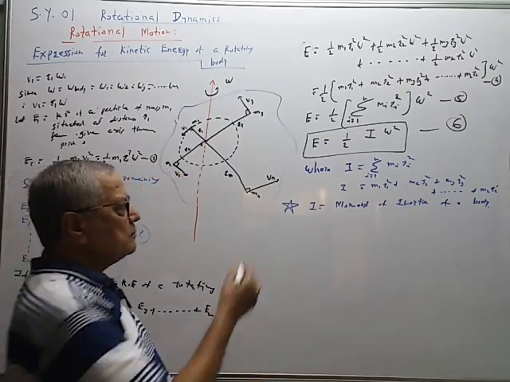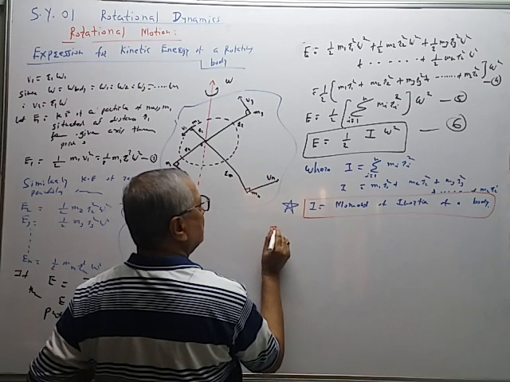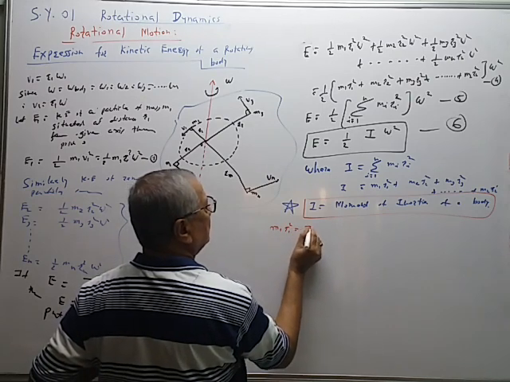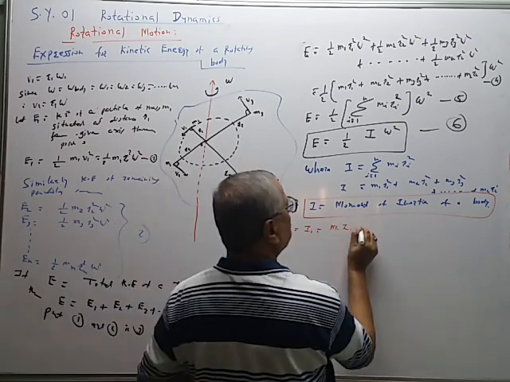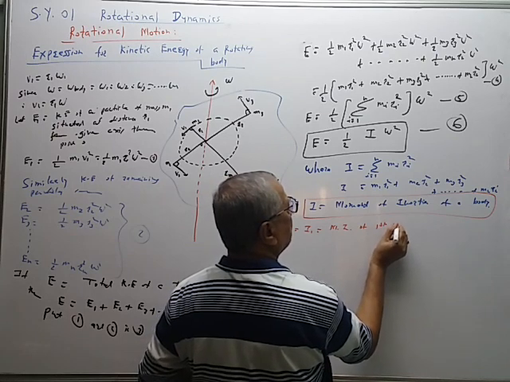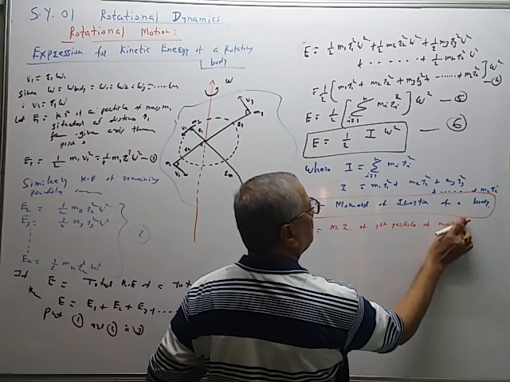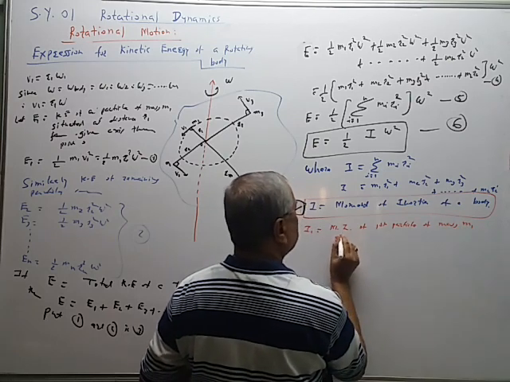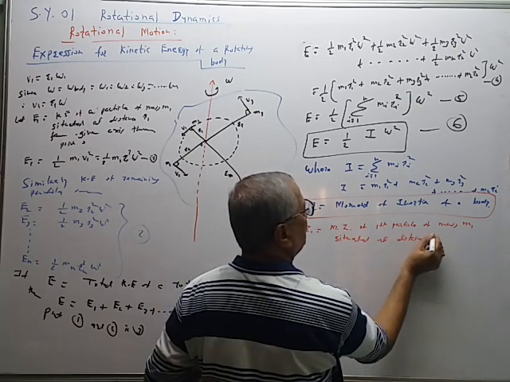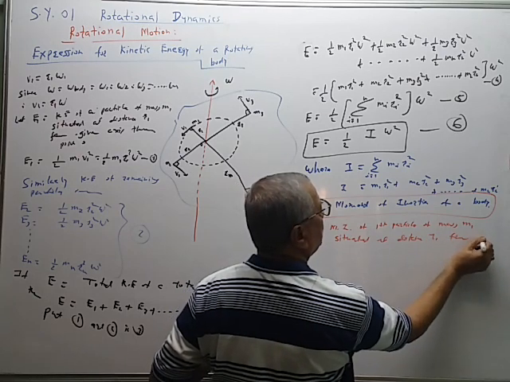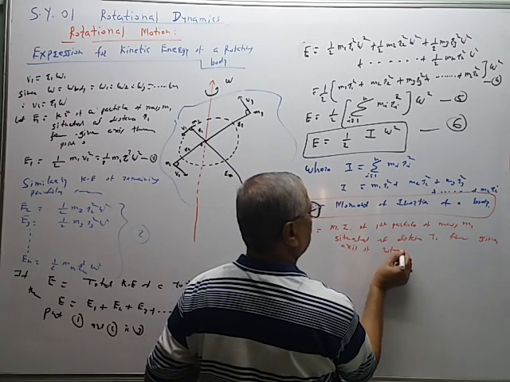Now the unit and dimensions of moment of inertia we can give. So in this equation, simply m1 r1 square is called I1. It is the moment of inertia. We will use this short form, MI, of the first particle of mass m1 situated at distance r1 from given axis of rotation.